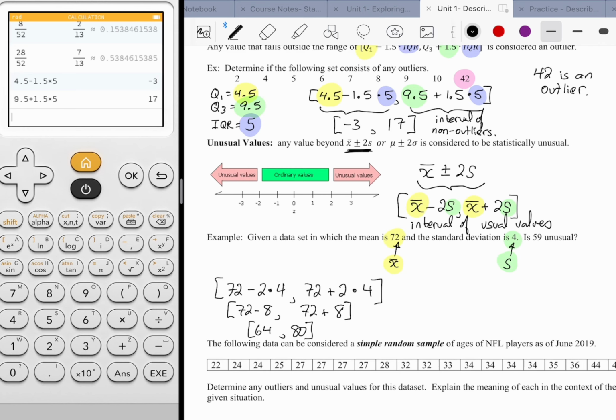So when they ask me, is 59 unusual? If it's in this interval, this is the usual interval. You know, it's a set of usual suspects. Usual interval. So we would say that 59 is unusual.